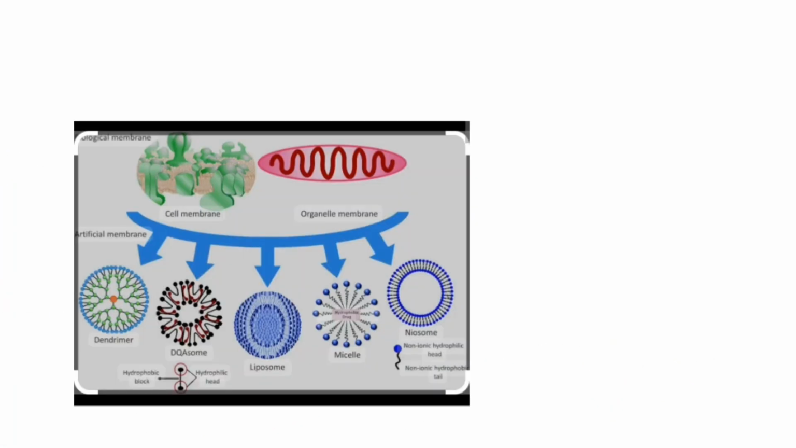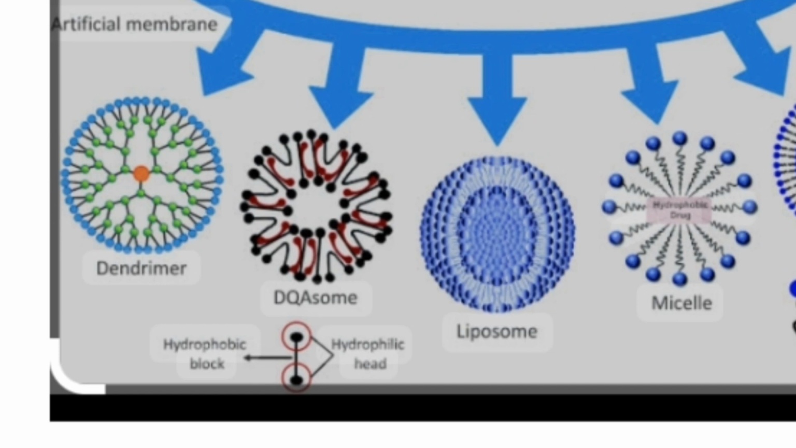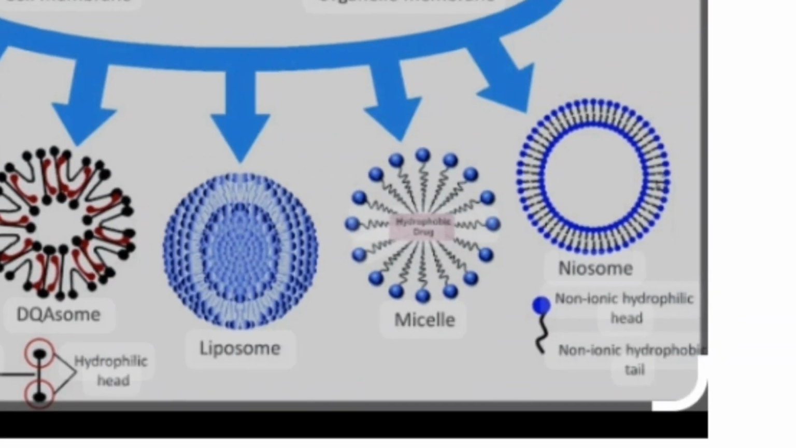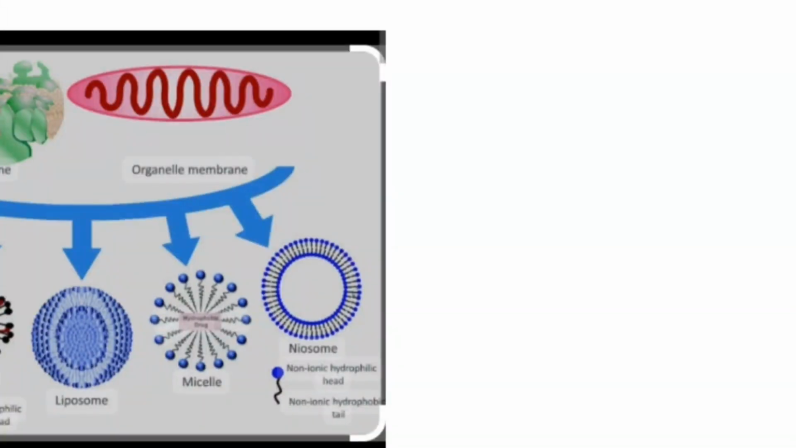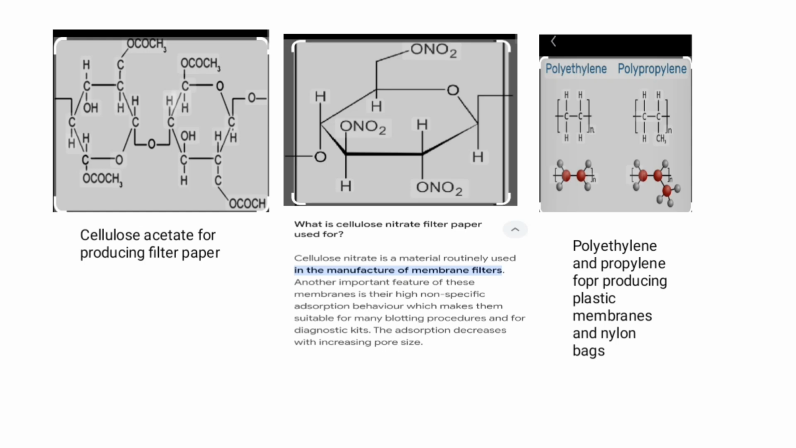So that takes us to the structure. You can look at this. You can even give an example. You have dendrimer. Also, there are different types of artificial membrane: dendrimer, DQ actome, liposome, micelles, neosome. These are artificial membranes. Very, very important. And then you look at what is called the polymer. Polymers are what is used in synthesizing artificial membrane.